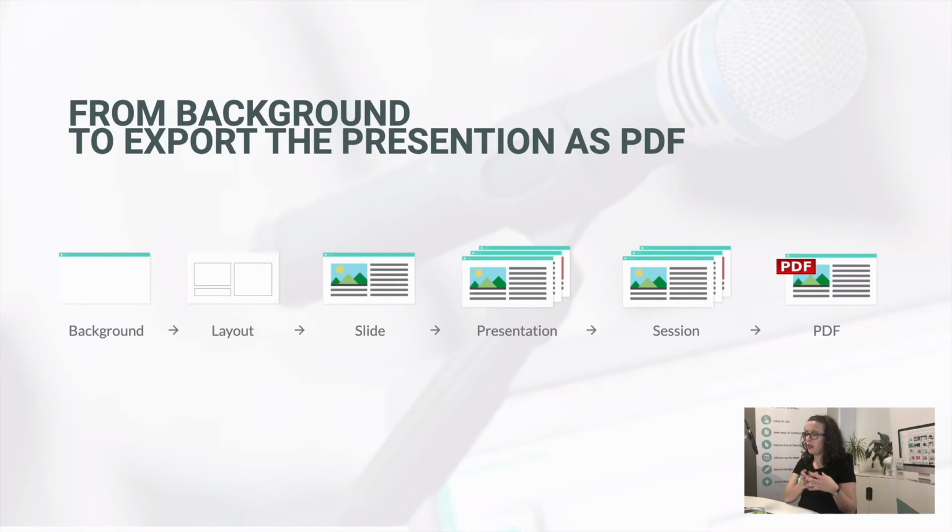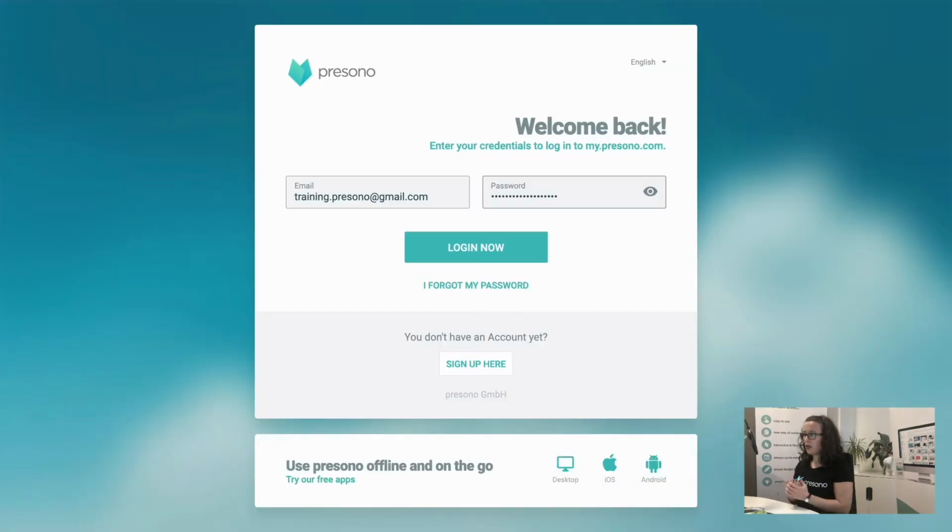So first you create the layout, you create the design. Next you will create the content, you will create the slides, and in the end you will create the playlist. So you create the storytelling. Good. So now let's start and go directly into the system.